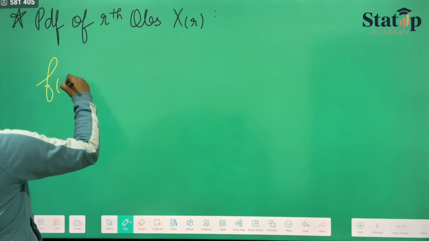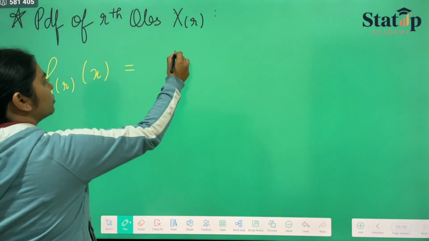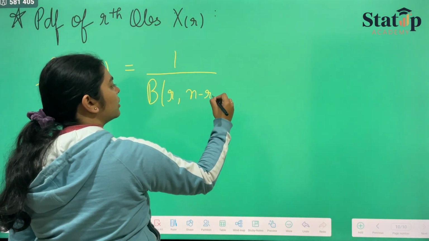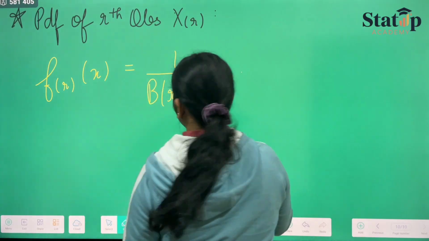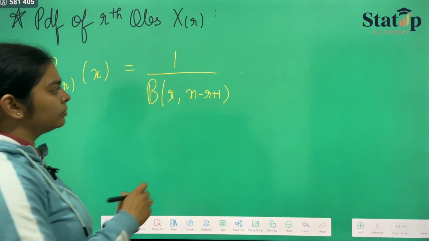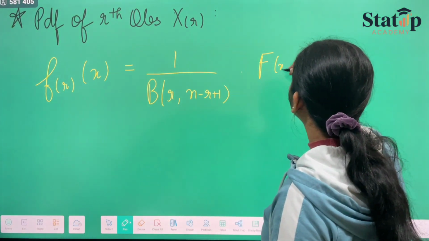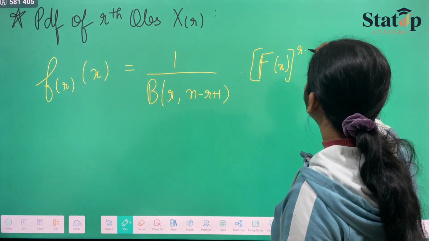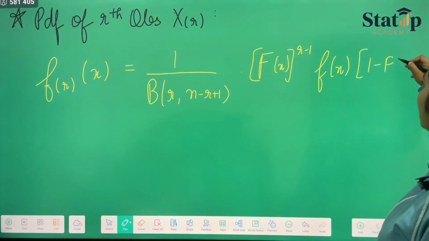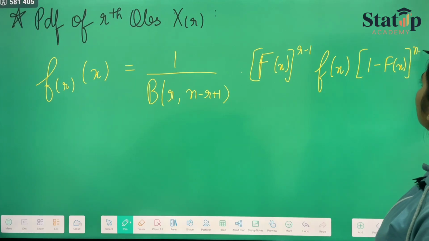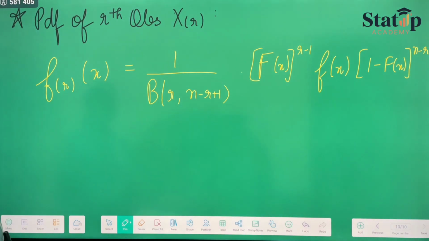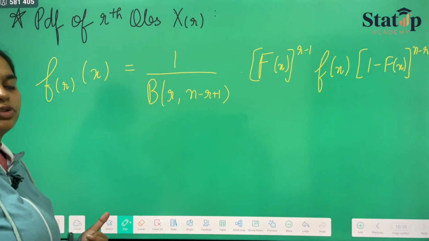f_r(x) is equal to 1 upon Beta(r, n minus r plus 1) into F(x) raised to the power r minus 1, small f(x) into 1 minus capital F(x) raised to the power n minus r. This is the direct formula. You just need to mug it up. Don't need the derivation of this.